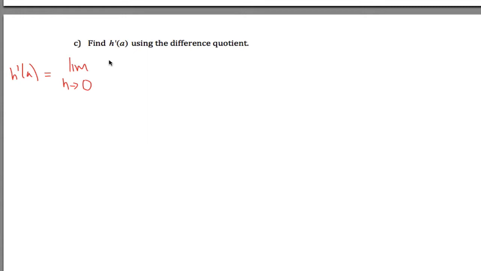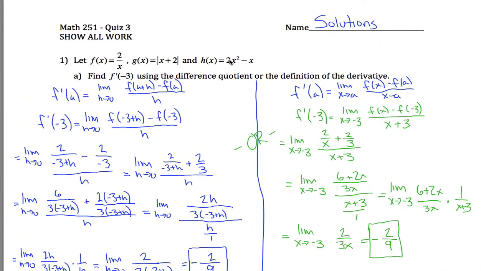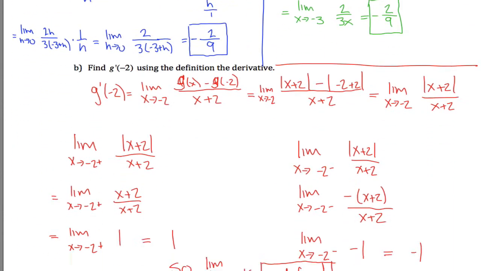This is going to look weird, but okay. Instead of f of a plus h, I'm going to do h of a plus h. This h is kind of like the f. Don't confuse this h and this h. And good luck with that. Minus h of a, divided by h. This is unfortunate that we're using the letter h, but our function is also h. Oh well. h of x is 2x squared minus x.